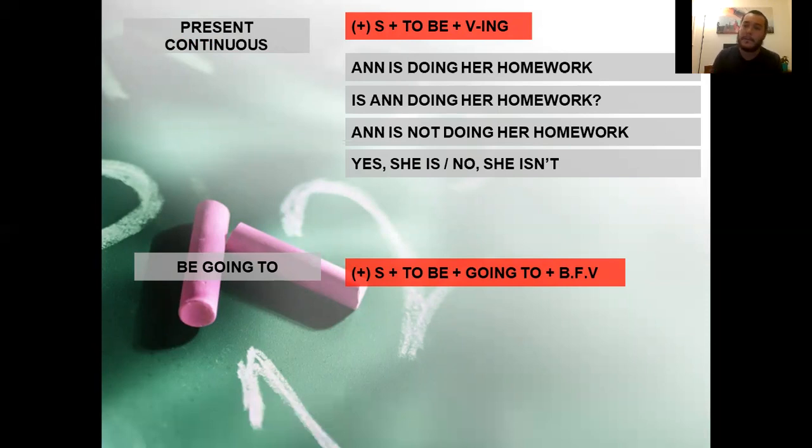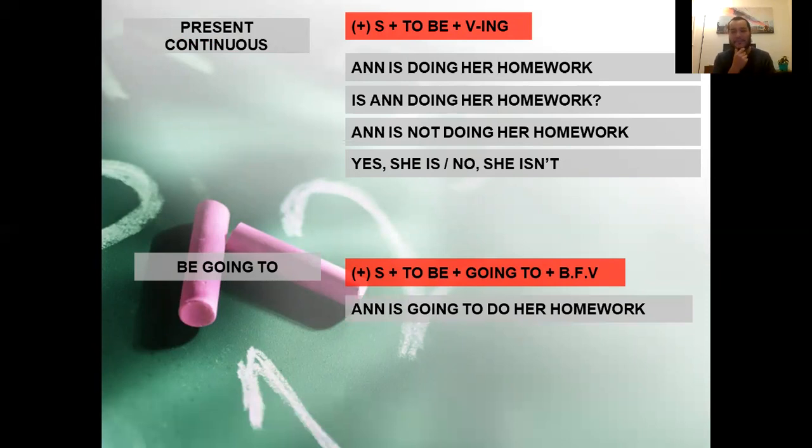So let's have a look at the opposite. Very similar example. Anne is going to do her homework. Or in Spanish, ella va a hacer su tarea. Listen to that. Va a hacer, to do. There is a going to, obligatory, plus another verb, action, do. Remember that.